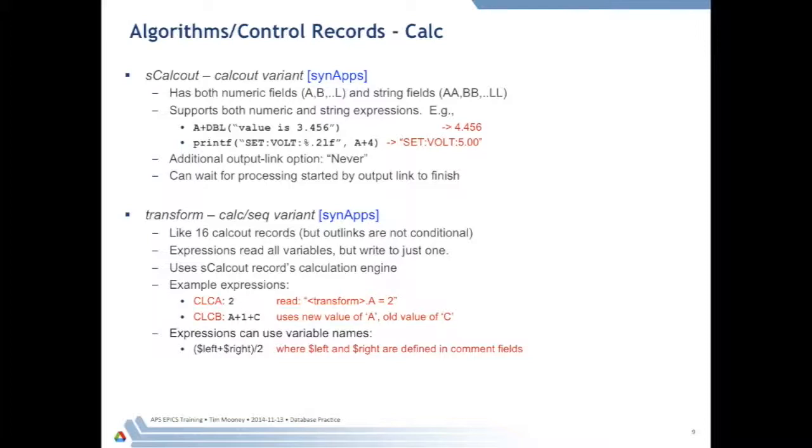And the transform also uses the same calculation engine as the string calc out record. So you can have those same kinds of expressions. And it's kind of like 16 calc out records pasted one on top of the other, in which each one is executed in a certain order.